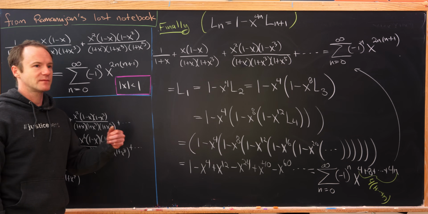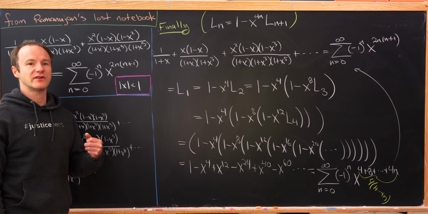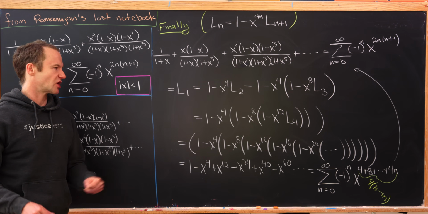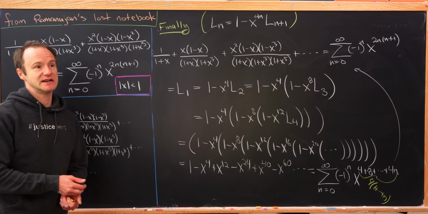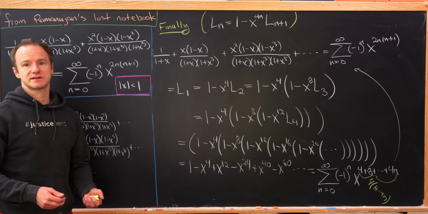Okay, so there we have it. Like I said before, this is an example of an identity that is due to Ramanujan. And Ramanujan has tons of identities like this, and that's a good place to stop.